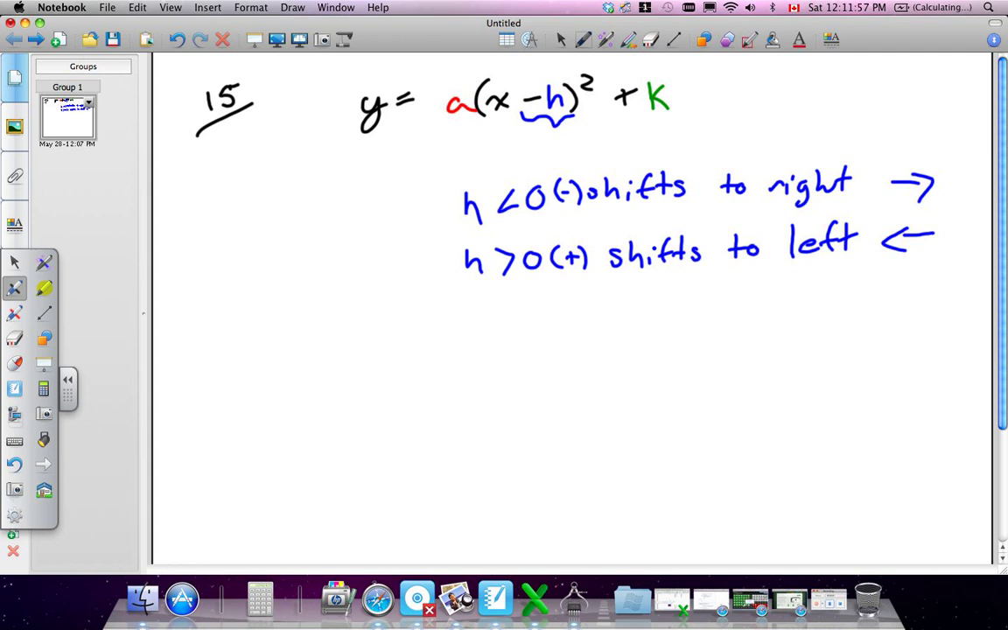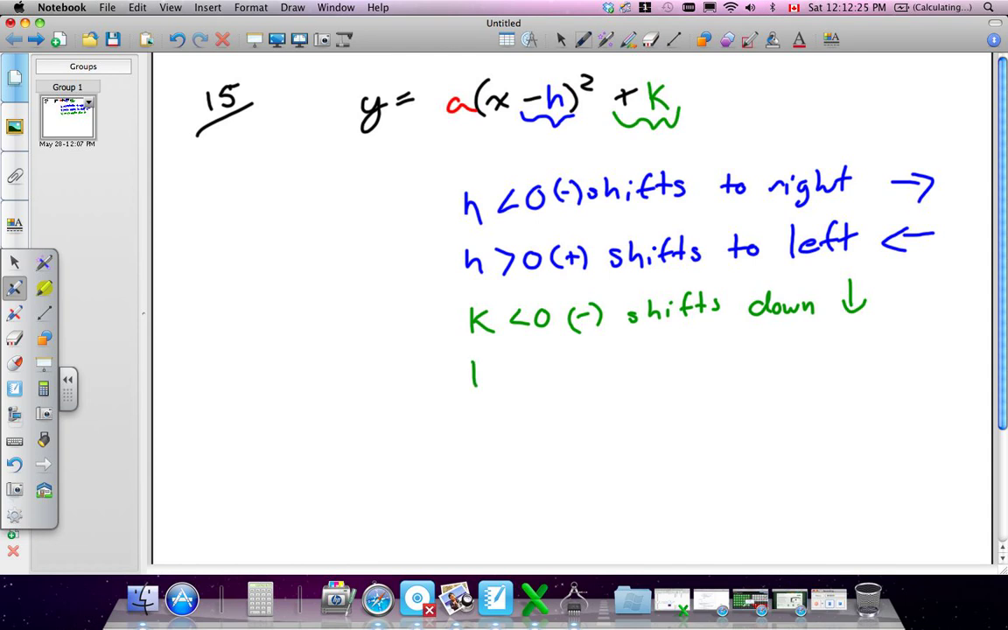K is the opposite. K is logical, it makes sense. If K is less than 0, so if K is negative, and what I mean by K is that positive sign and everything here, it shifts downwards. Okay? And what I mean by shift is the vertex. This is called vertex form. Okay? So I'll clarify that in a second.